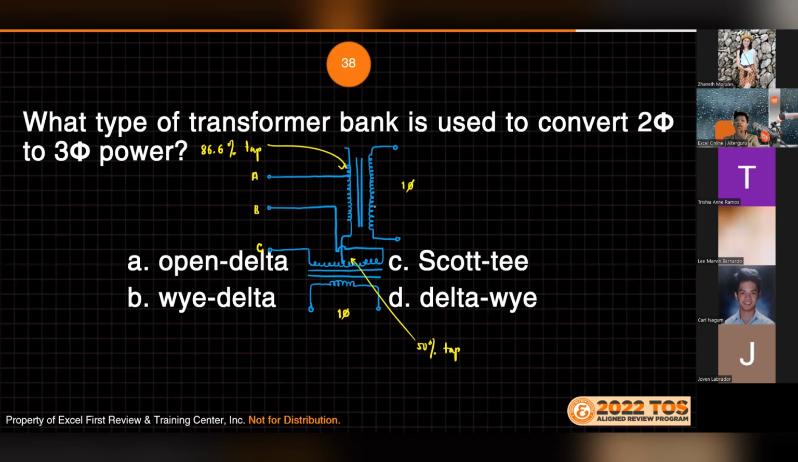So, yun na yun. So, this one is dalawang single phase. Ito naman yung nag-iisang three phase. So, ibig sabihin, pwedeng dito galing papuntang dalawang single phase or dalawang single phase papuntang three phase. Okay, so that's the Scott T connection kasi pa letter T siya eh.